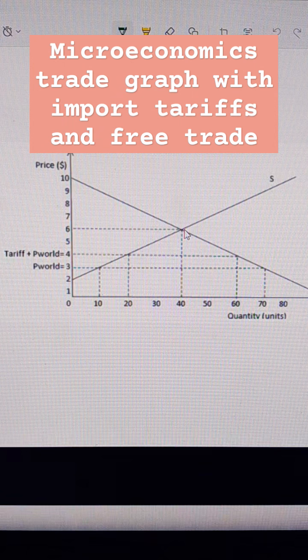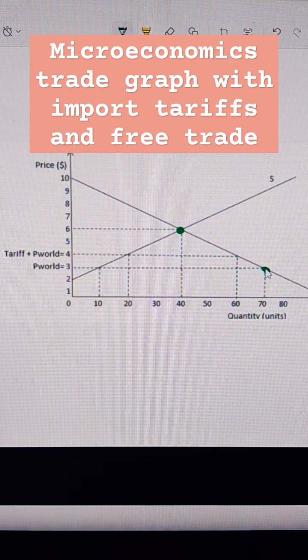So we're going to look at the effect of a tariff on this market. First, you want to start out without trade. You're just going to look at domestic supply, domestic demand. With free trade, you're going to look at the price with the world. So the world price on this graph is 3.